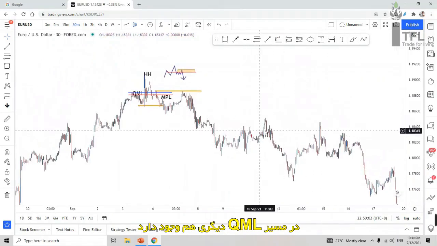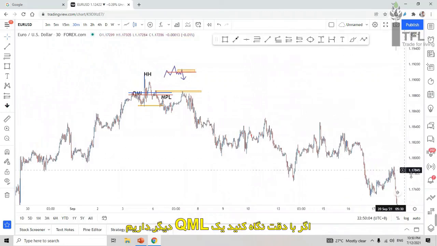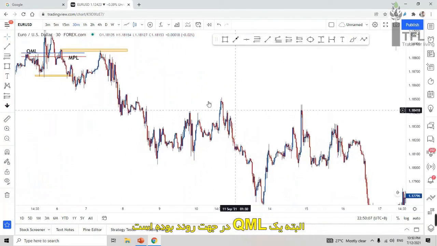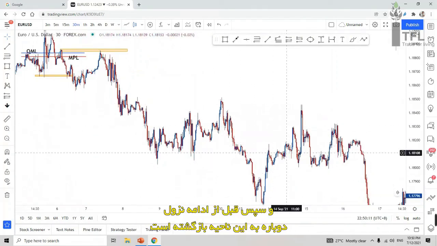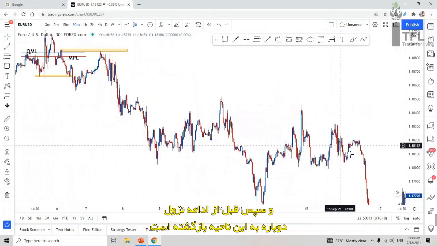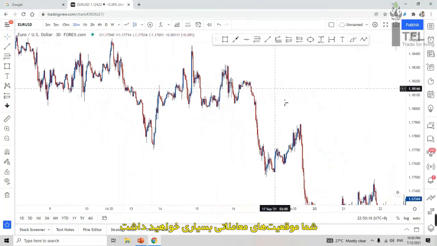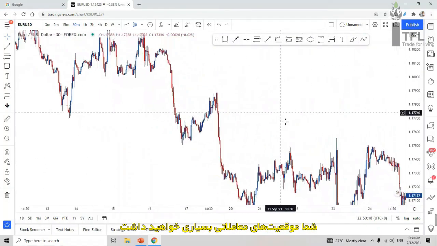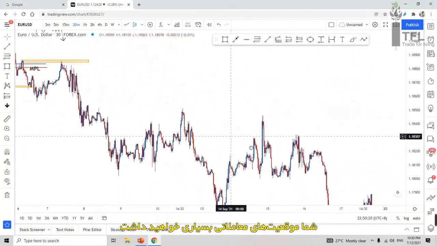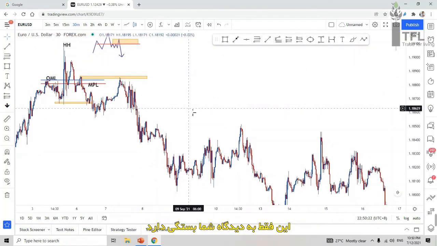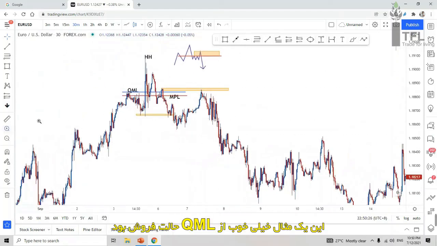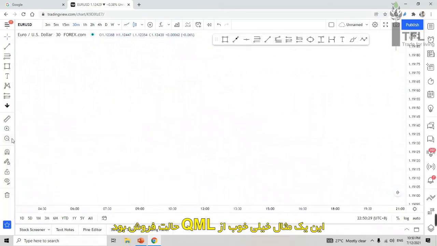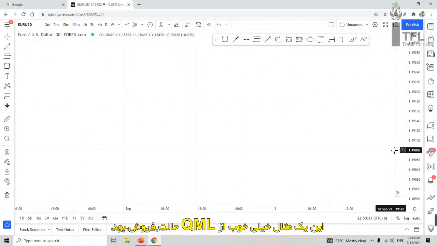And eventually over here, you have another QML. If you can see it properly, you have another QML, but this is a continuous trade. Price moves up and then plunges down and then comes back to this area before it continues going down. You will have a lot of opportunity of trades. It's just a matter of how you're going to look at it. So this is a very nice example of a QML buy. It's a QML sell.